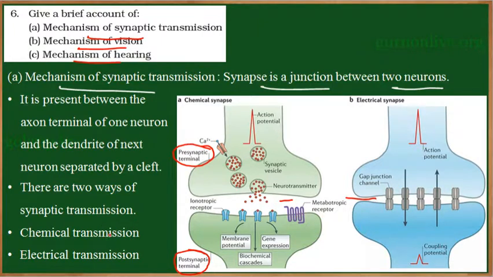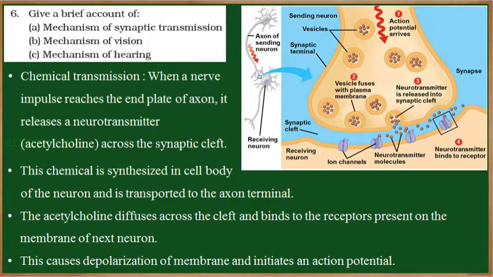Now the synapses are of two types. One is the chemical synapse and the other is the electrical synapse. In the chemical synapse, there is no connection between the two neurons. In the electrical synapse, the two neurons are connected by gap junction channels. Let us see how the impulse is transmitted in the chemical synapse and the electrical synapse. Now coming to the chemical transmission.